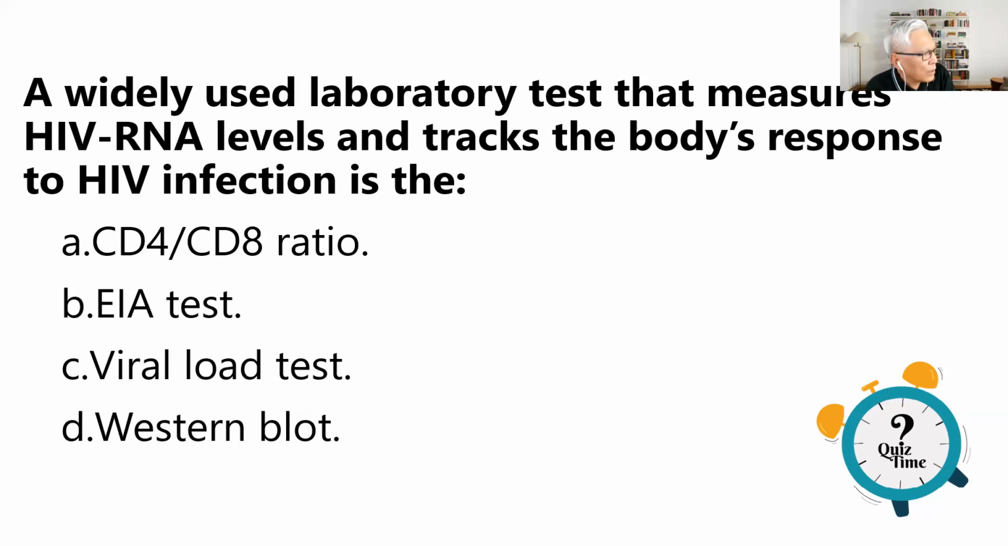All right, so the ELISA test is going to detect the immunoglobulin or the antibody. The correct answer, you're correct, is the viral load test. It measures the RNA levels and tracks the body's response to HIV infection. It could also be used to evaluate the effectiveness of treatment.